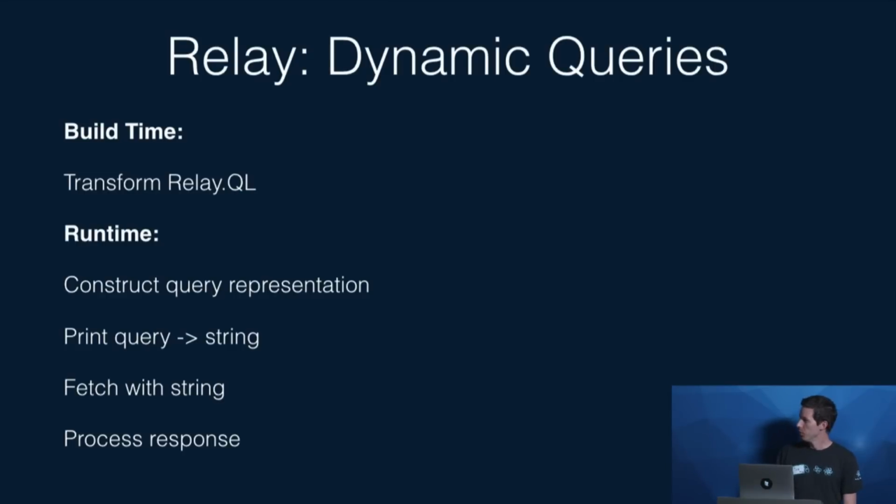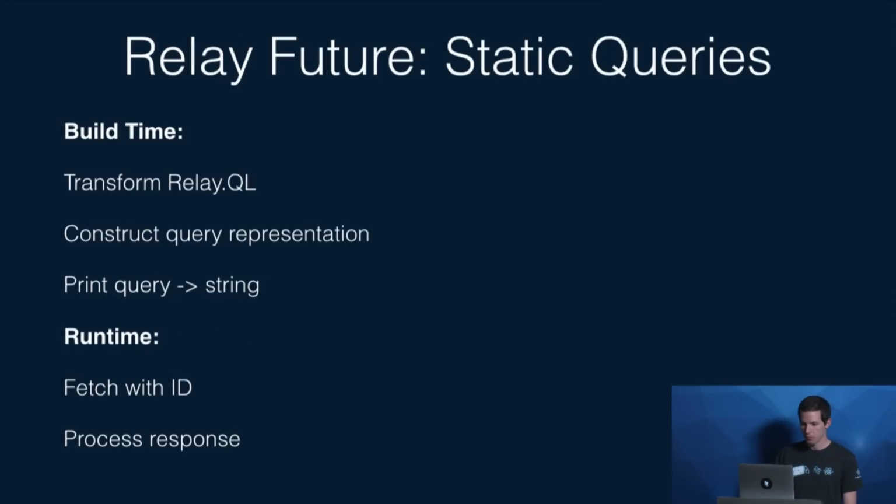Well, what can we do to make this better? So here is what we're looking at in the future. Transforming relay.ql tags as we do today, but statically via some directives and extensions, basically kind of extending the GraphQL syntax via directives.